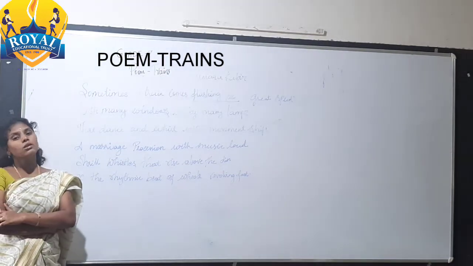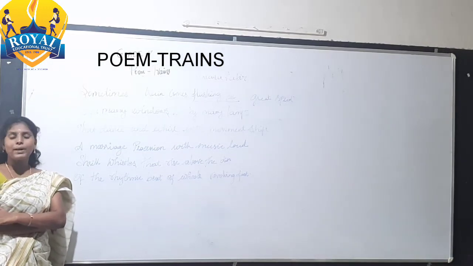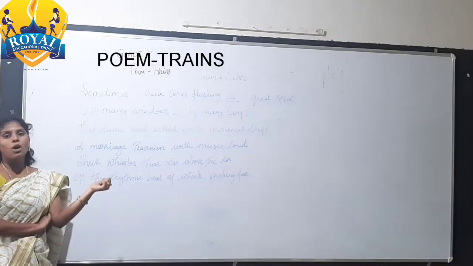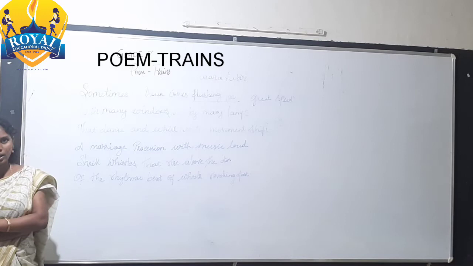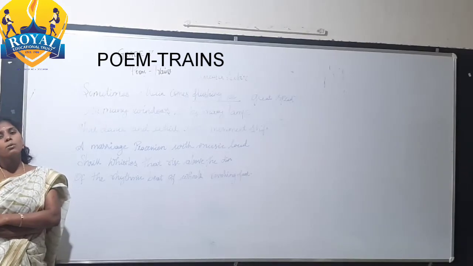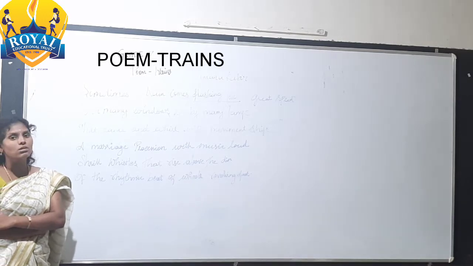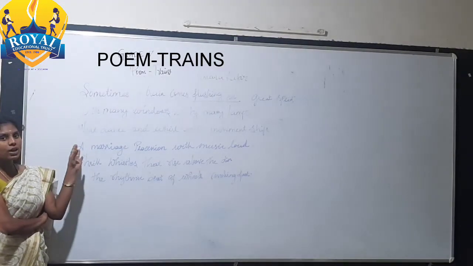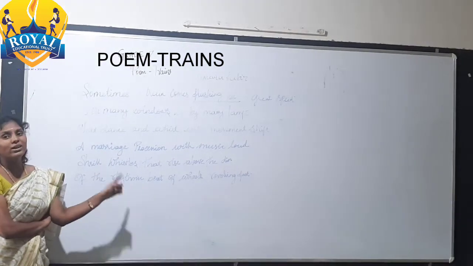So in the first stanza the poet tells about the goods train and compares it to the huge elephant. In the second stanza he is talking about another kind of train. What is that? That is the passenger train. What is meant by a passenger train, we know that. Most middle class people use train transport only. Using this passenger train we will travel, I think. So here the poet compares the passenger train to the wedding procession.